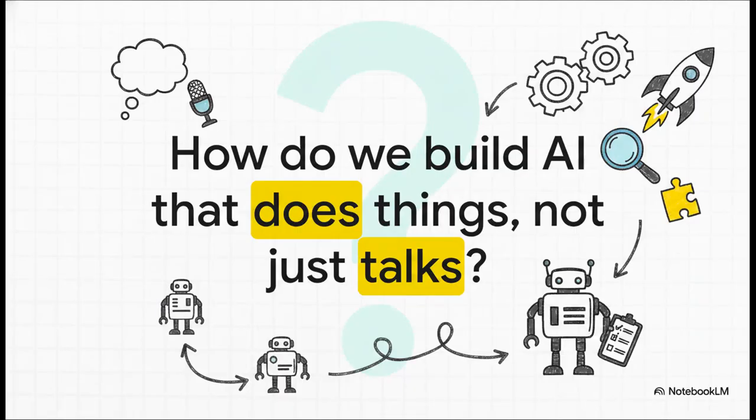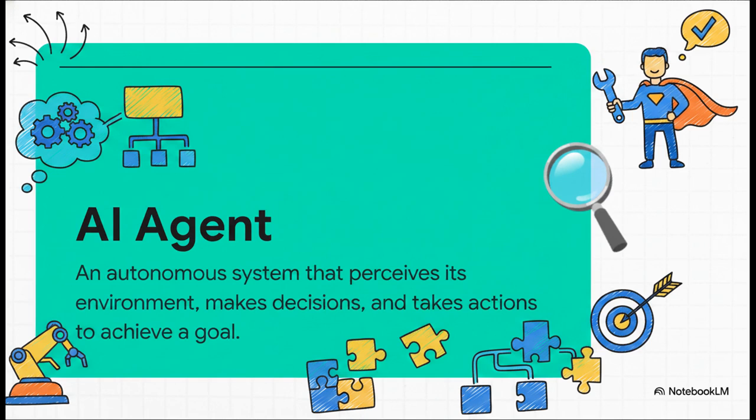So this is really the core question, isn't it? For the longest time, AI has been fantastic at answering our questions. But how do we make that huge leap from a passive AI that just gives us information to an active AI that can perform tasks, solve problems, and achieve goals all on its own? And that leap is exactly where the AI agent comes in.